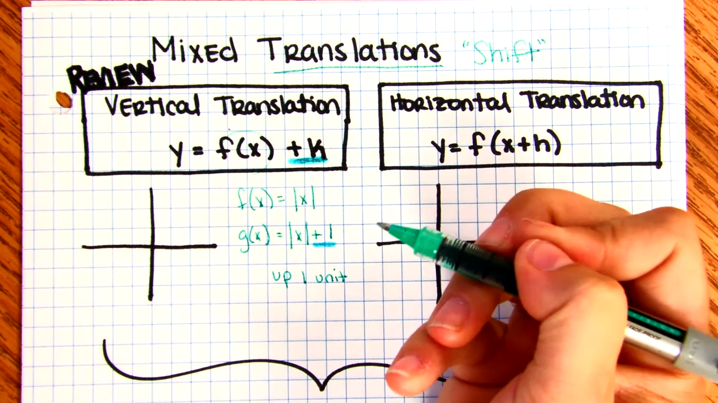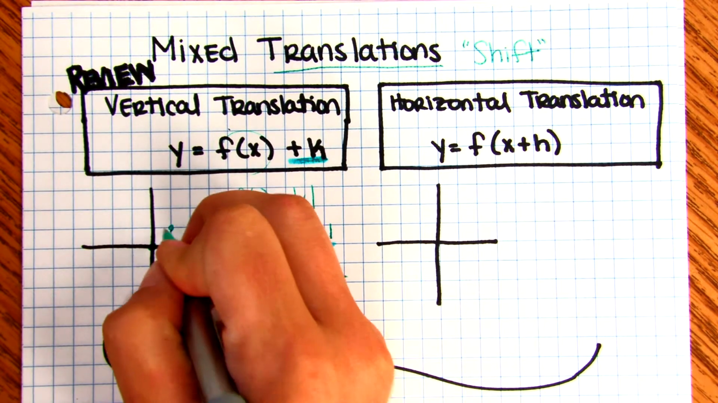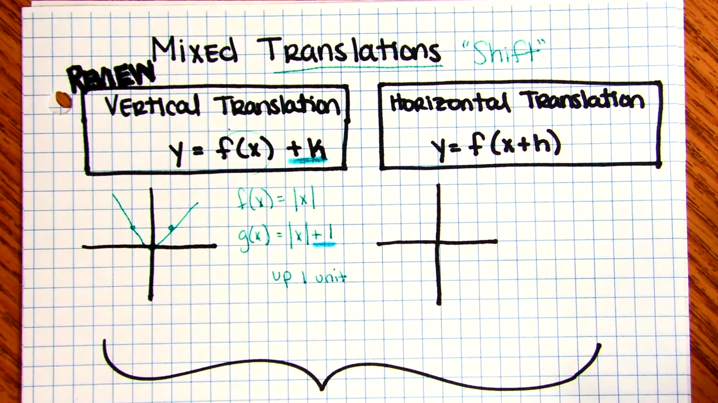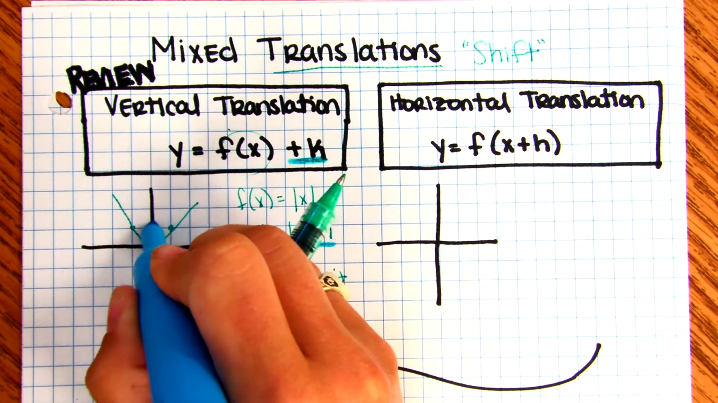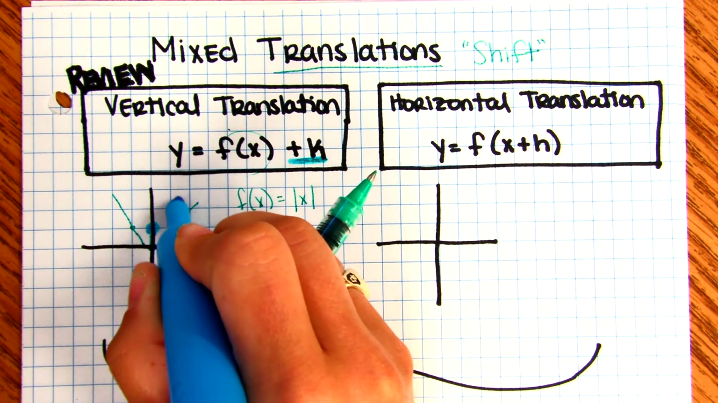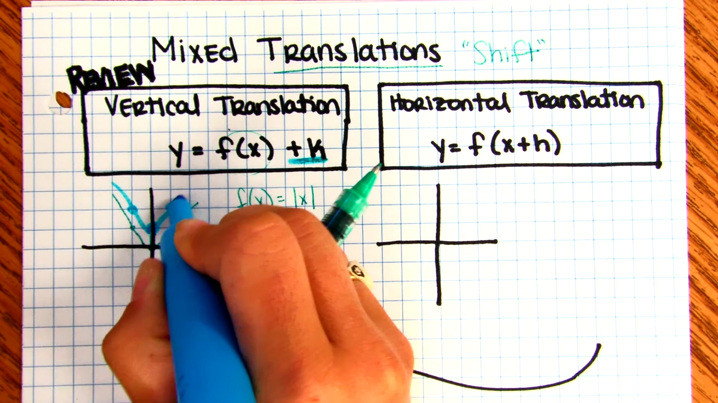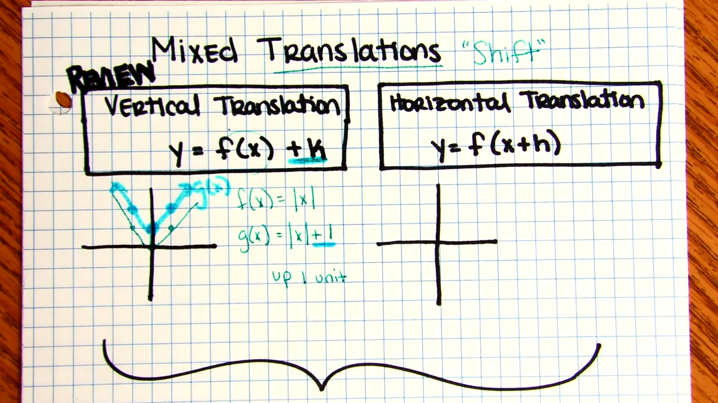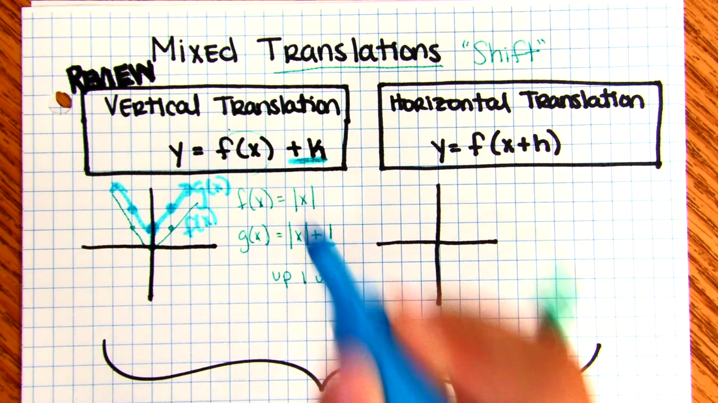So here we go. The parent function would look like this: (0, 0), (1, 1), (negative 1, 1), with straight lines going through it. That's the parent function. I'm going to shift each of those coordinates up 1 unit. So it goes up 1 unit, it goes here. This goes up 1 unit, it goes here. This goes up 1 unit, it goes there. So this would be my g of x function. This one being the parent function, which is f of x.